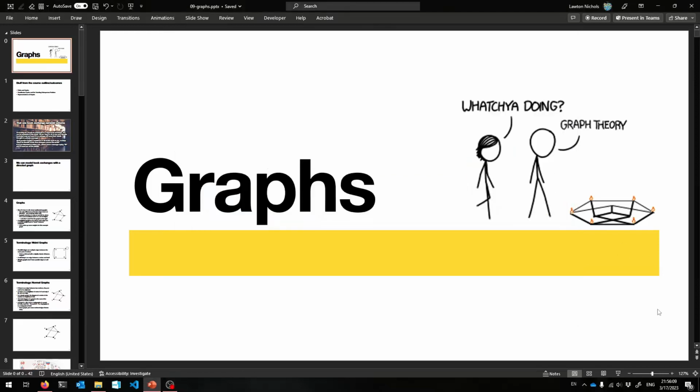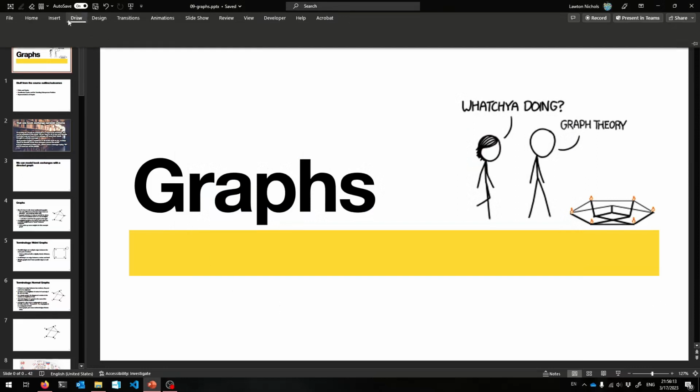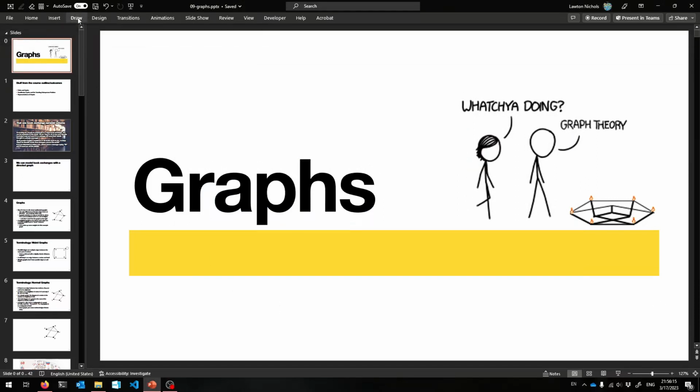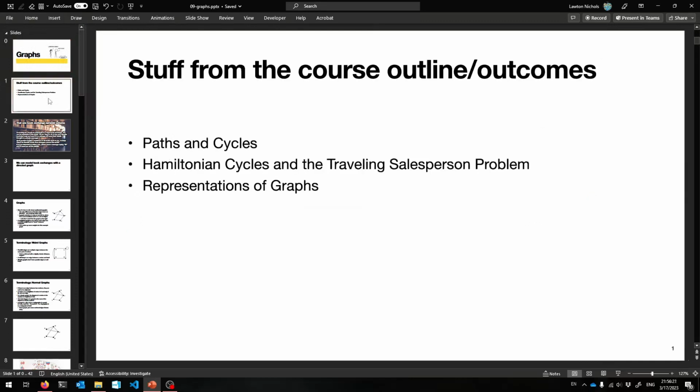Okay, hello and welcome to some new slides. These are on graph theory and graphs. They are very similar to trees, which you already know about, but they are more general, and it is wonderful. We've actually seen a directed graph already, right, when we talked about relations. We'll go even further this time, though.